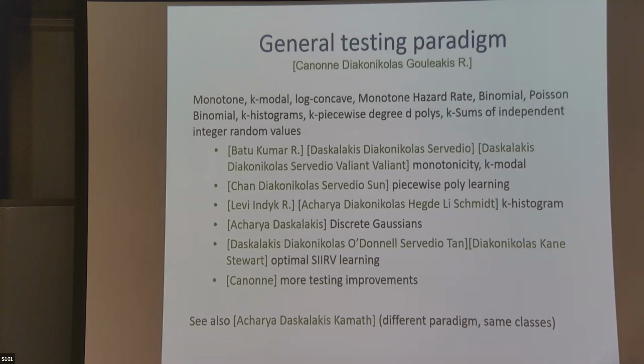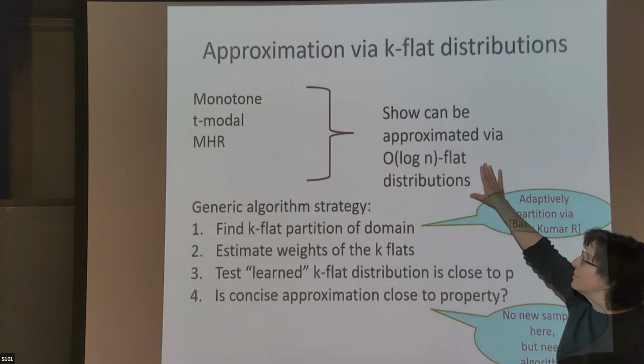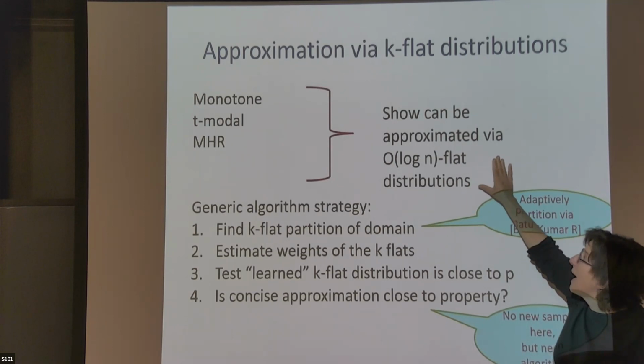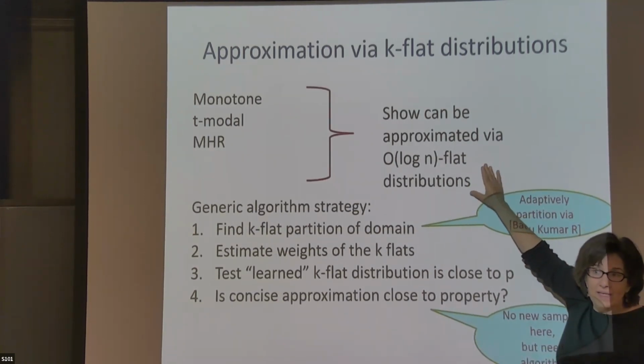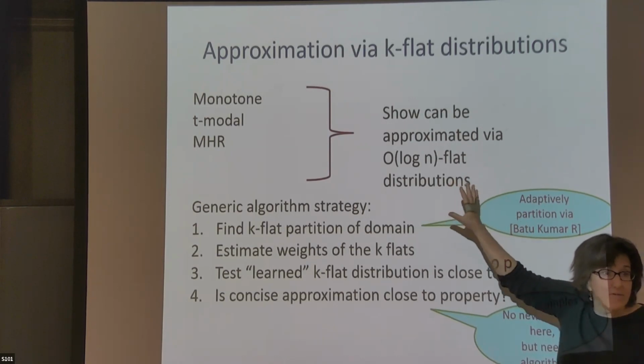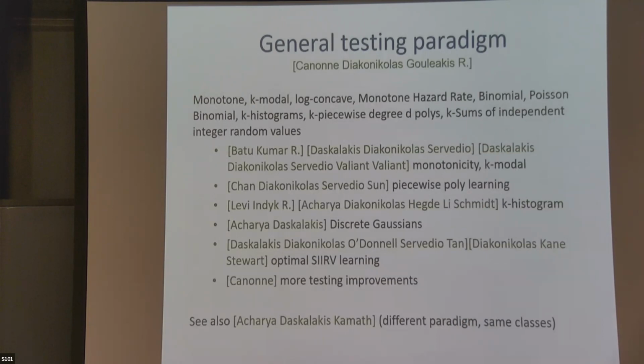Whatever works for one works for all. So that's, I guess, one message. But I don't have an actual precise characterization of which classes it's going to work for. If I were to come up with a characterization, it would have to do with how well the class can be approximated by k-flat distributions for this particular paradigm. Okay.